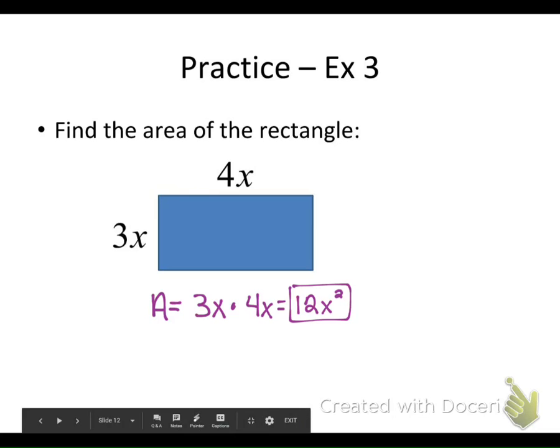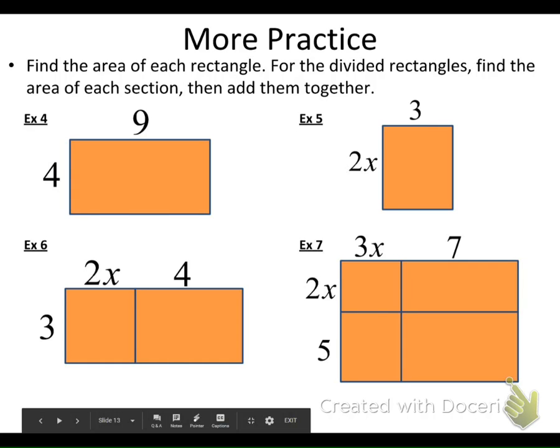Now, I understand on the back side, they gave you the numbers. I want you to go ahead and try examples 4 and 5. Do not start examples 6 and 7. So flip it over. Take a look at examples 4 and 5. You guys should be able to get those pretty fast.